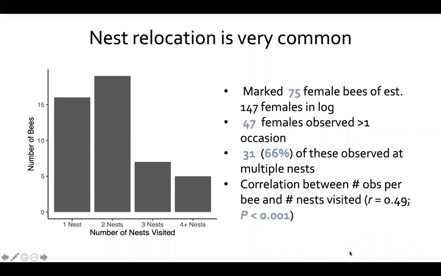The number of times we observed a particular bee is positively correlated with the number of nests she was observed visiting. This suggests that more intensive observation would reveal even more frequent nest switching, so it's likely that even greater than 66% of females relocate over the course of the reproductive season.